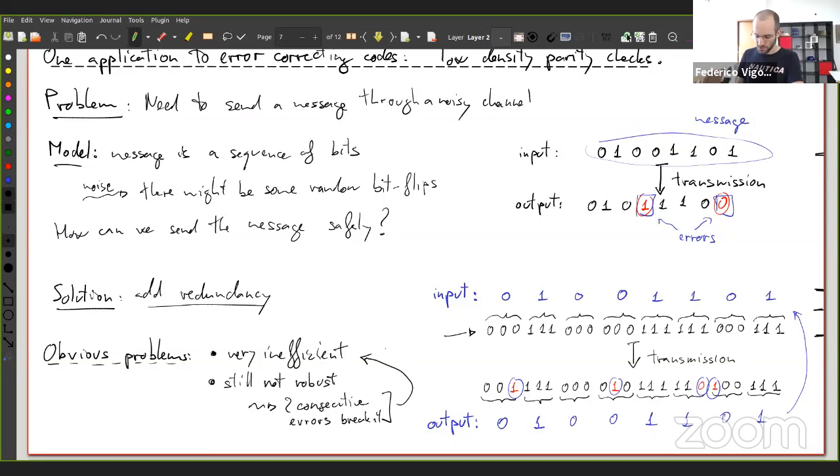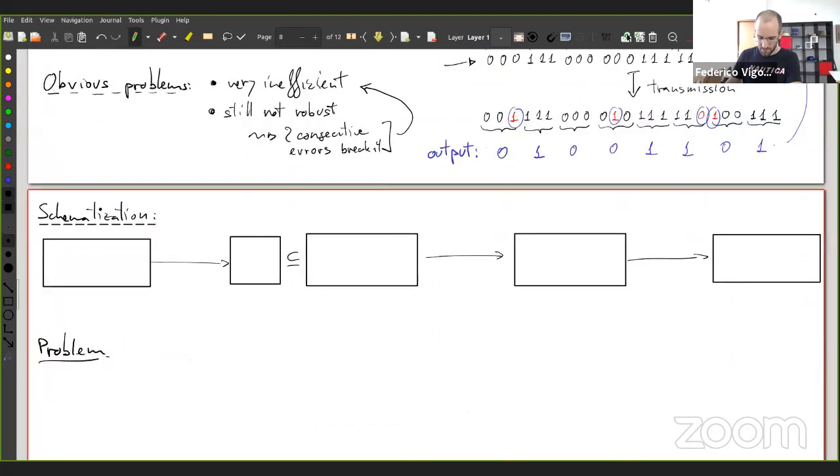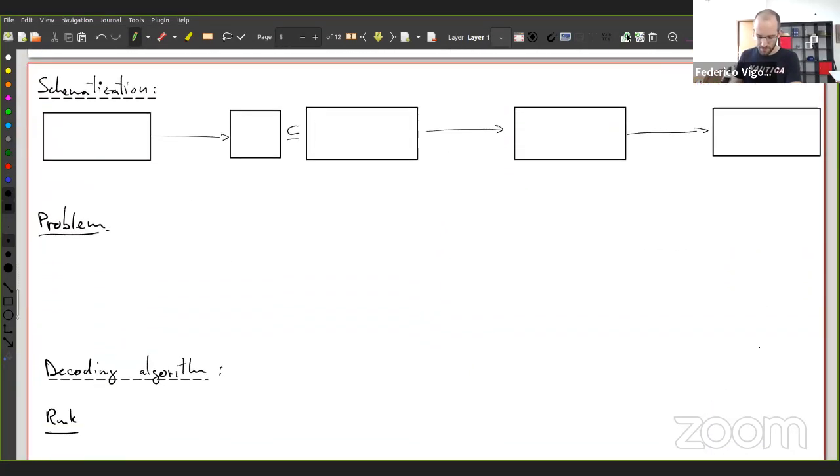What we want is to find a better way to encode a message and send it through, in such a way that when we receive the outcome of the encoded message, we can decode it and be reasonably confident of obtaining the message that was sent to begin with. So let me schematize this problem a bit.